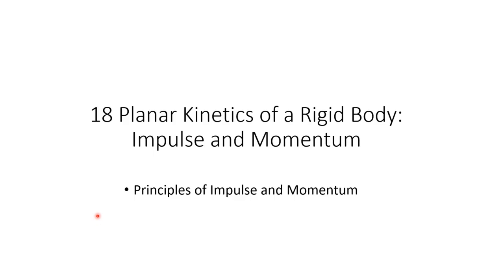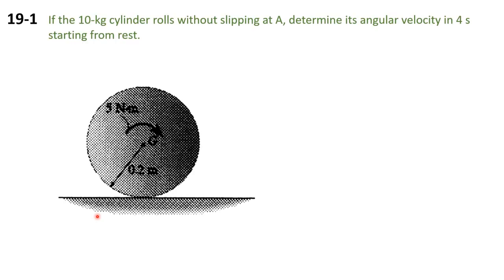So we just continue what we've done earlier, but in that case we are going to add both the angular and the rotational momentum in the calculation. We start with the first example, which is about a 10 kilogram cylinder that rolls without slipping at point A. Determine the angular velocity after 4 seconds, starting from rest.